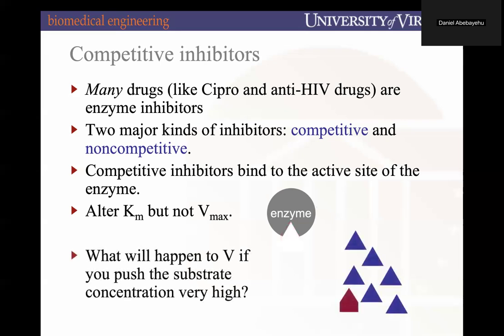And so again, if we push the substrate concentration high enough, we're still going to reach the same Vmax, the same reaction rate as without the inhibitor, because it's competing with the substrate for the active site. But if there's sufficiently high substrate concentration, the activity of the competitive inhibitor will be outcompeted by the substrate, because its concentration is so high that it'll still reach Vmax. Okay?